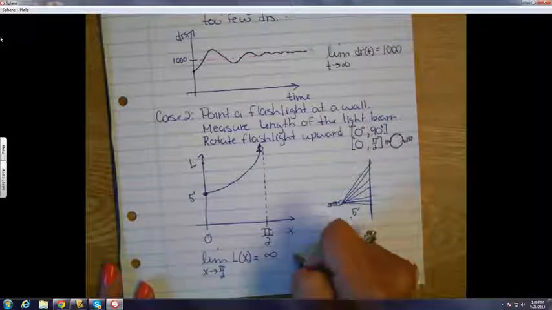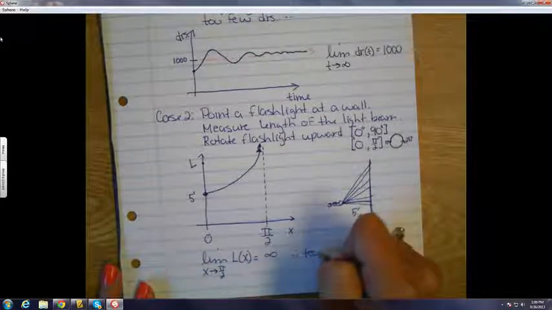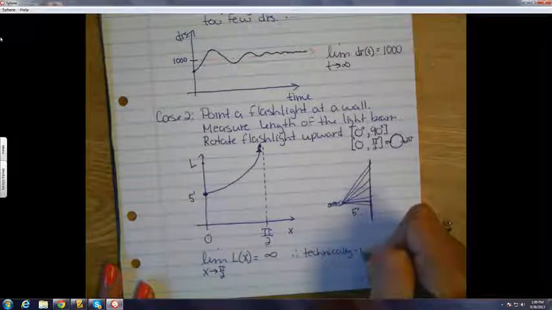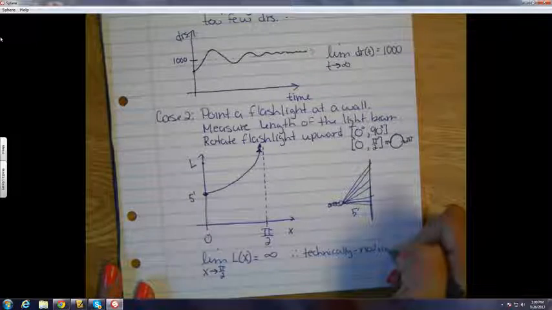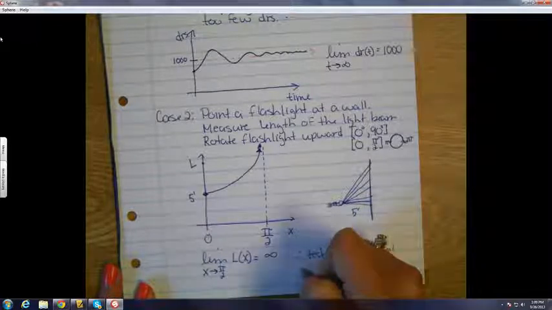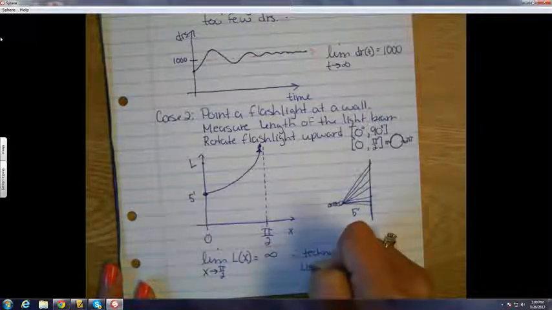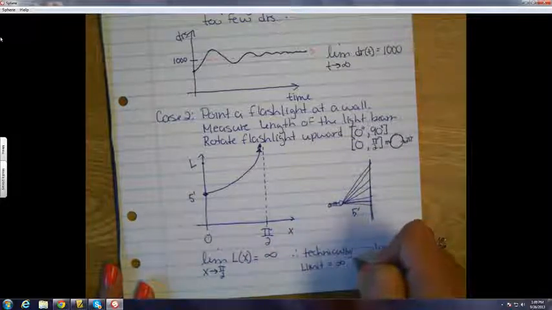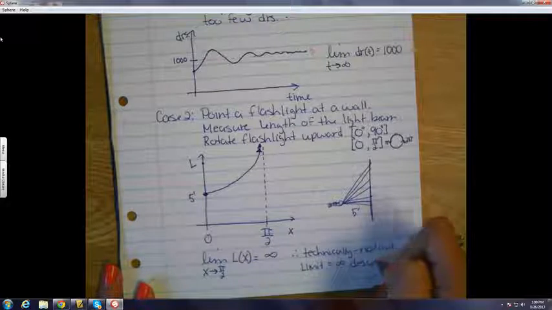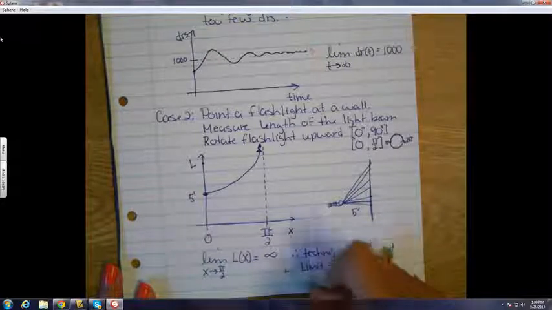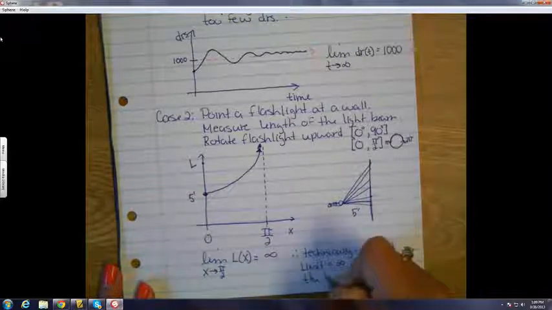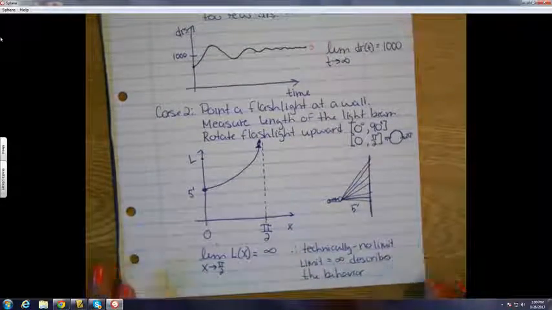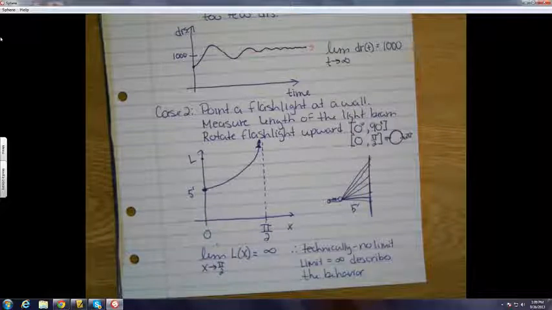So, because it's describing the behavior, technically there is no limit, but we are going to say the limit equals infinity because it describes the behavior. So when we say the limit's infinity, we know the graph is going off into infinity.